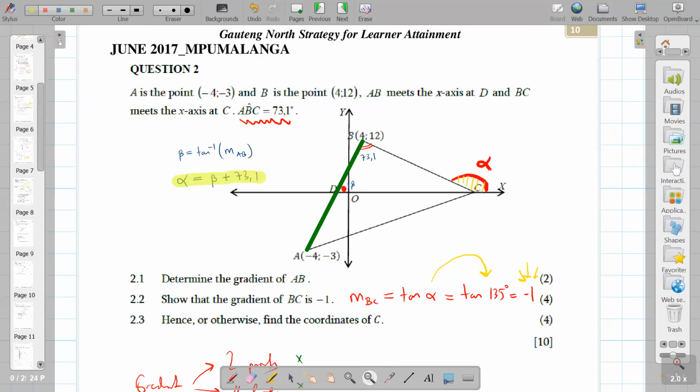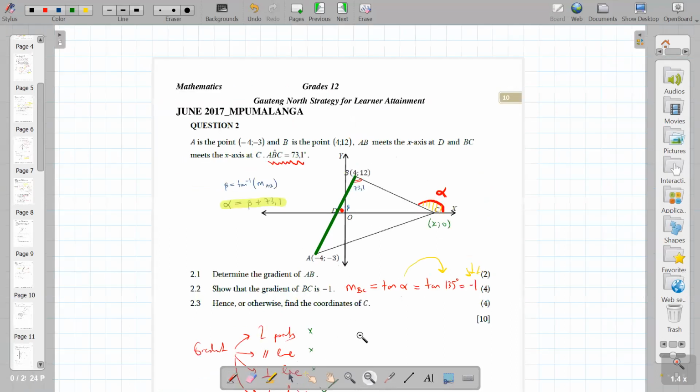Okay, then find the coordinates of C. That won't be a problem. We already know the gradient. I know this x coordinate is 0. I can find the equation, or I can say it is x and 0. So somehow coordinates of C wouldn't be a problem to get. But for 2.2, just be careful how it is done in that case.